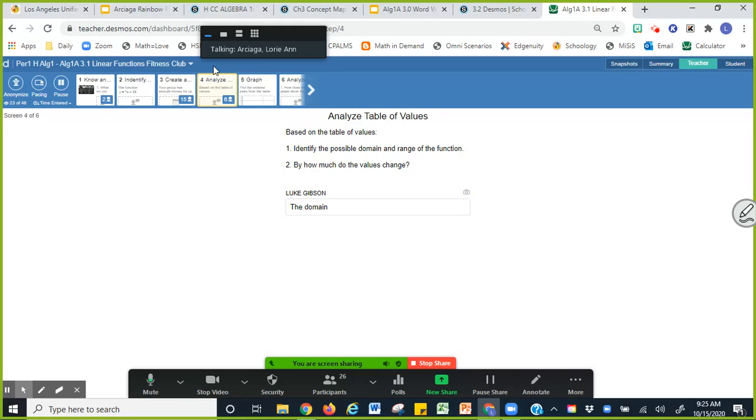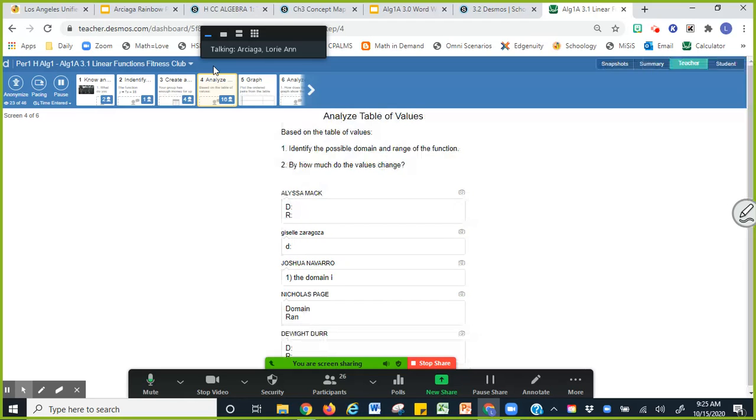So the first one is identify the possible domain and range of the function. Now I want to see how you guys would answer that before I help you. Identify the possible domain. Remember, domain is the set of possible inputs, right? I want to see first how you will answer that before I offer some help. Identify the possible domain and range of the function.